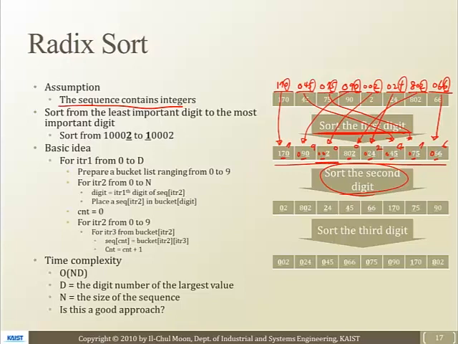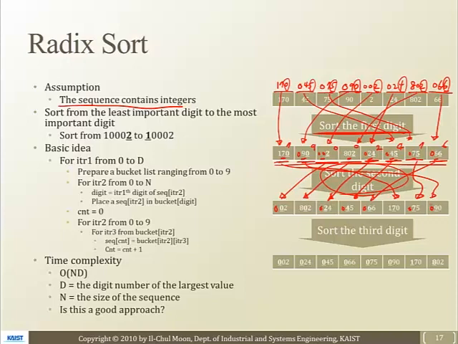So here, 002 and 802 are the smallest ones, so they come here. The smallest value next is 2, it comes here, and the smallest value is 4, so it comes here, and the smallest value is 6, so it comes here, and then the smallest value is 7 and 7. So 7 comes here, and 7 comes here. And the last value is 9.